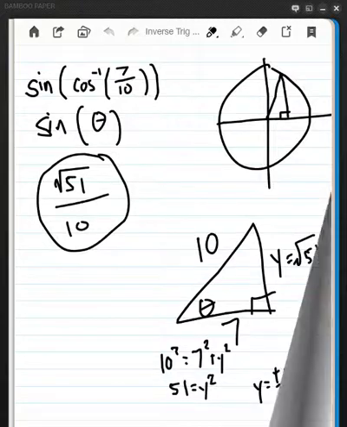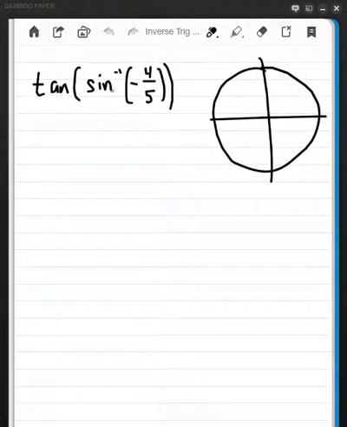Okay, let's look at another one. We're going to throw negatives in there. So tangent of inverse sine of negative 4/5. Let's start off by remembering what the restriction for inverse sine is. It's first and fourth quadrant. In the first quadrant y's are positive, and in the fourth quadrant y's are negative. So this angle must be a fourth quadrant angle, something like this.